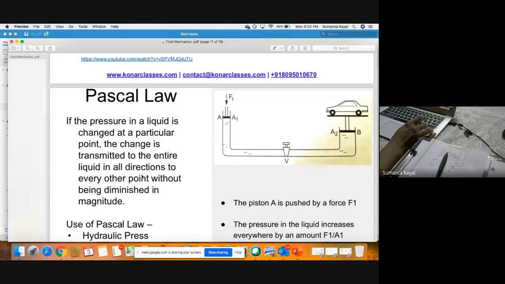Now, going to another concept, Pascal's law. See, the statement written here is already there in the book also, and you can read the same thing. I have also copied from the book what Pascal said about Pascal's law. Try to understand that.